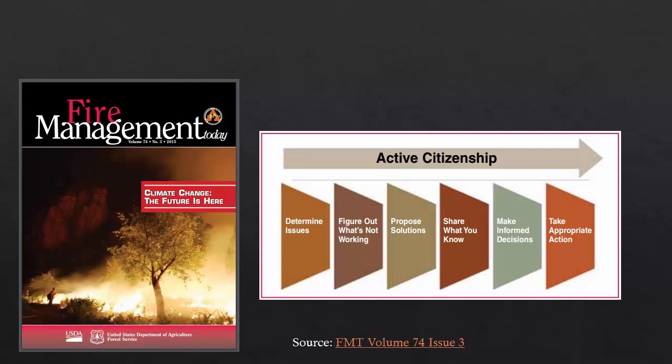In a recent issue of Fire Management Today, Tom Harbour, the Director of Fire and Aviation Management for the Forest Service, describes what it means to be a citizen of fire. He proposes that there are several steps on the road to becoming an active citizen of fire. Determine the issues, figure out what's not working, propose solutions, share what you know, make informed decisions, and take appropriate action. This same sequence can be applied to many, if not all, of the challenges that we face in life, at the large or small scale.